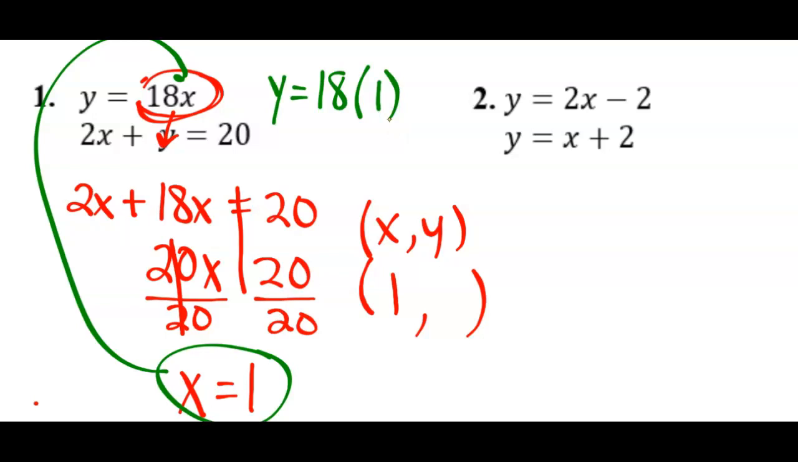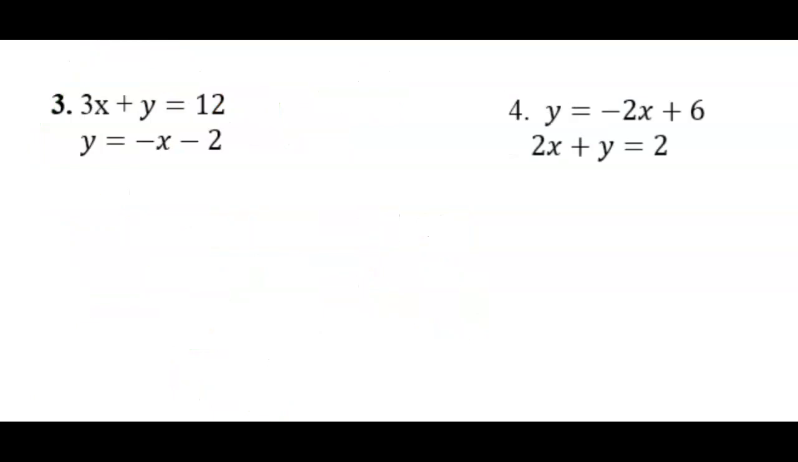Great. Now I'm going to do the math. 18 times 1 is 18. So my y value is 18. All right. Fantastic. We'll do number 2 in class. I want to go over number 3. And that's all I'm going to do for notes tonight. And then we'll worry about the rest later.